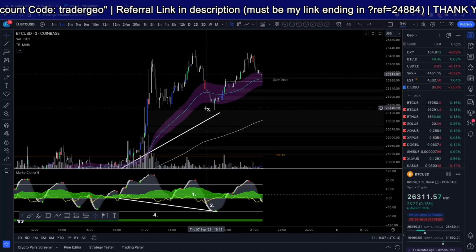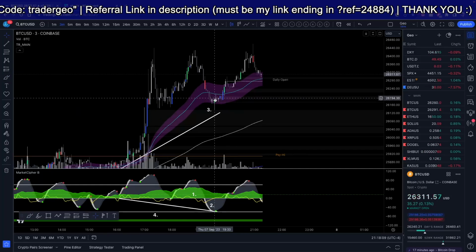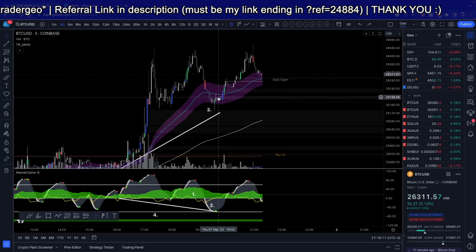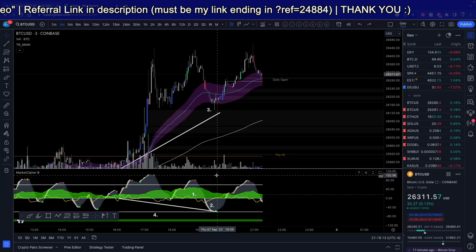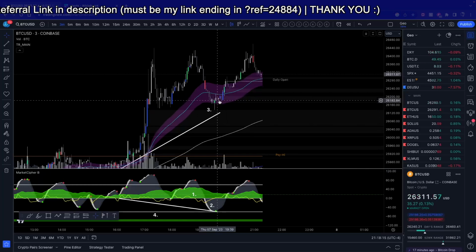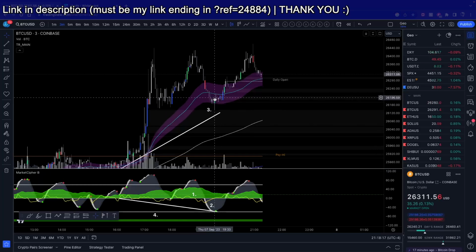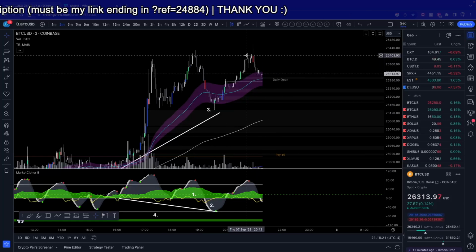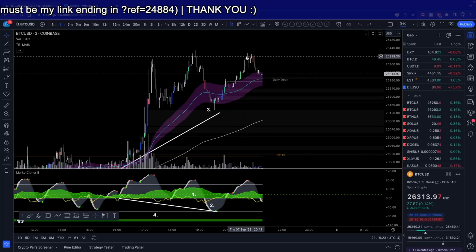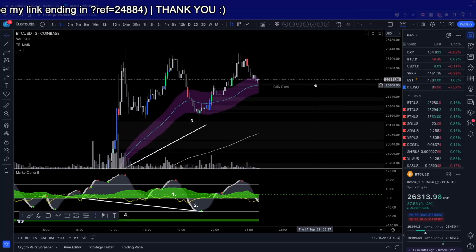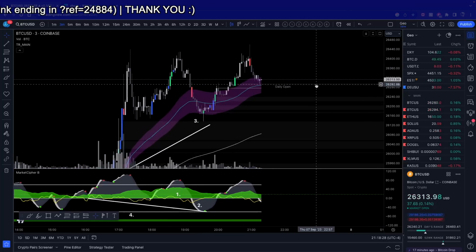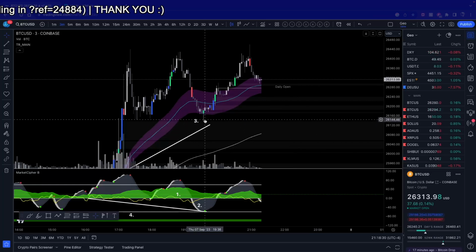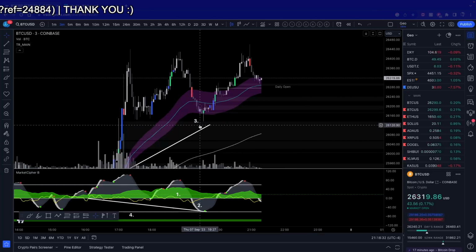In this case, if you entered anywhere after the green dot printed, anywhere in this zone here, and you put your stop loss under the low, you would have been in profit. You would have hit at least your take profit 1. You can get out of the entire trade if you decide to, but I'm going to show you another way that you can get out without doing technical analysis, okay? So that's how you can enter, and that's where you put the stop loss.